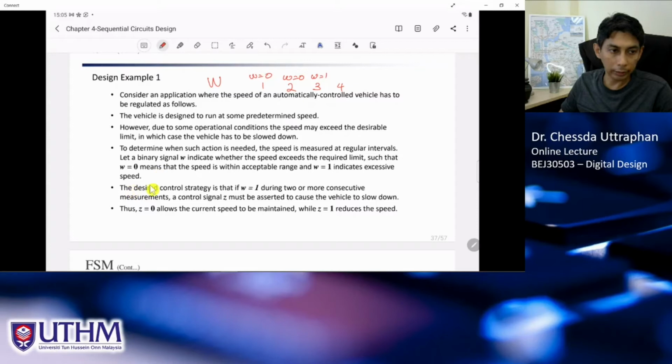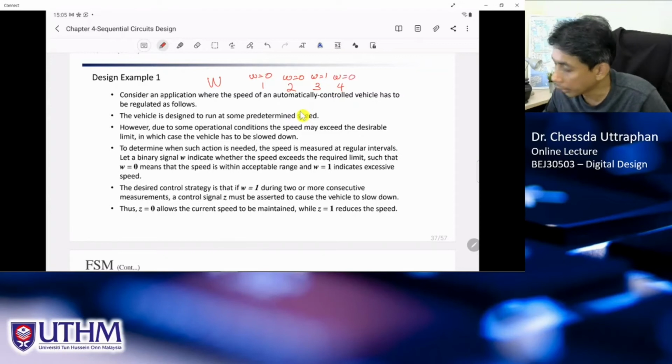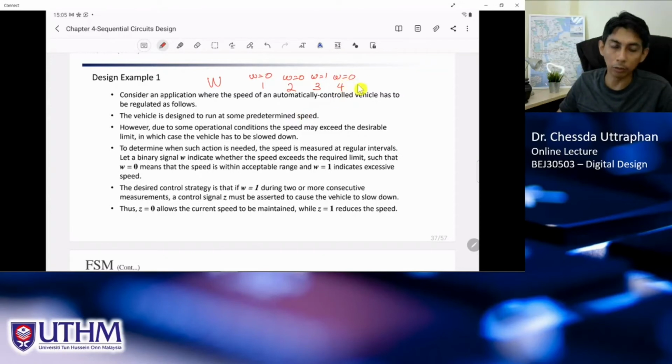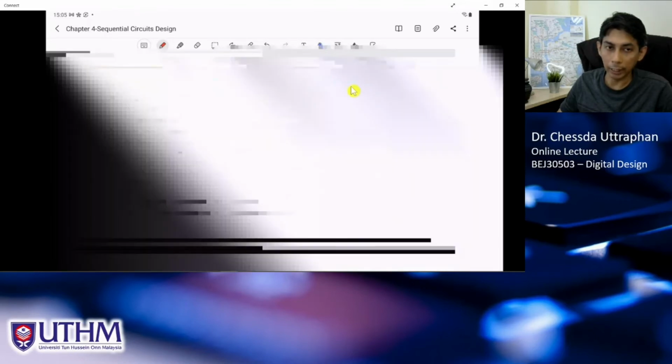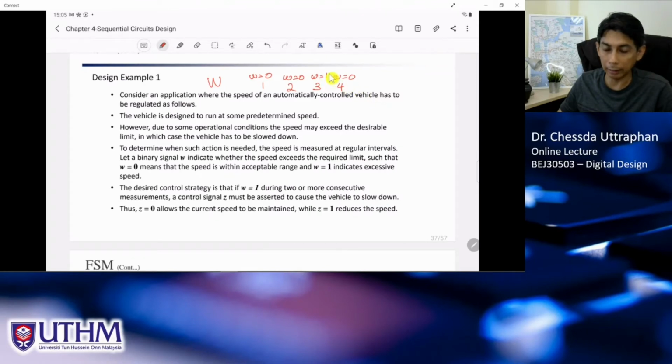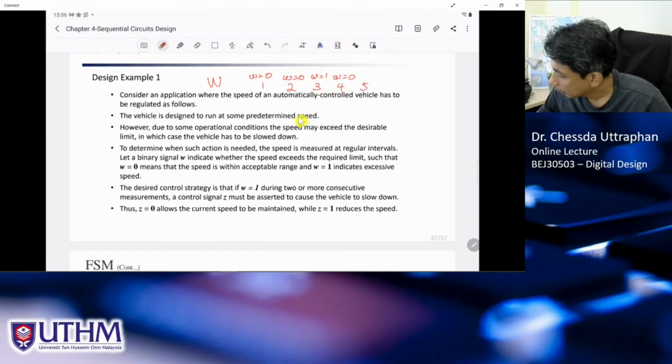So what we want to do here is not slow down the vehicle yet, because if it's only one measurement, the next measurement may go down to normal speed already, so there is no need to slow down the vehicle. Because at the next measurement it goes down to 0 again. So that should be okay. It means the speed went up for a very short period. Then it should be okay.